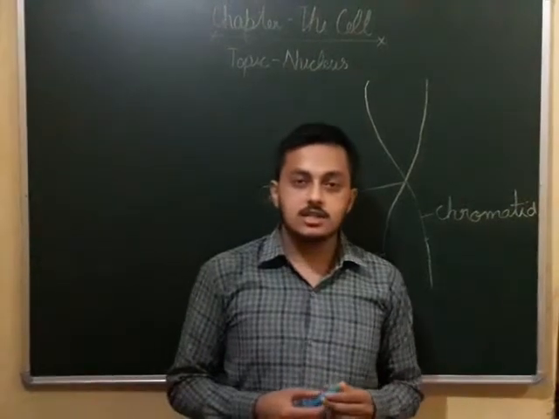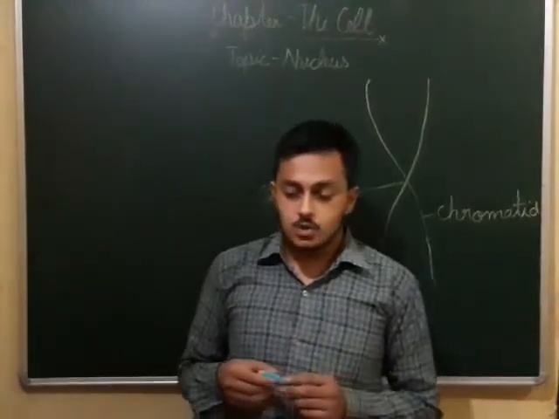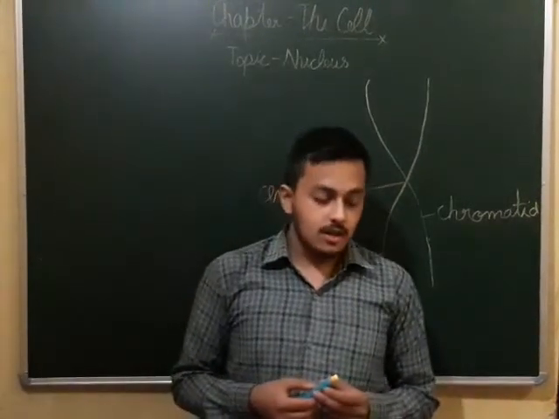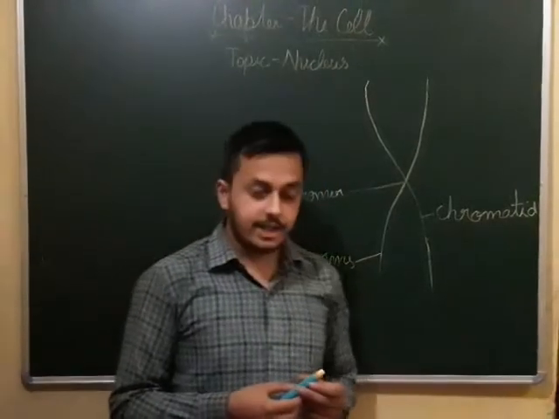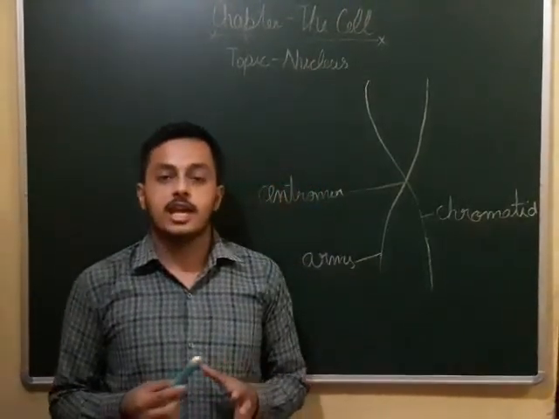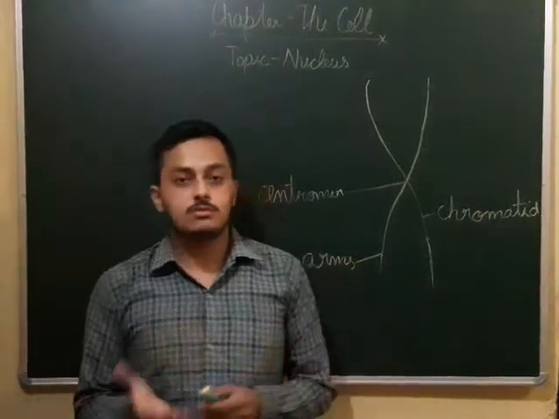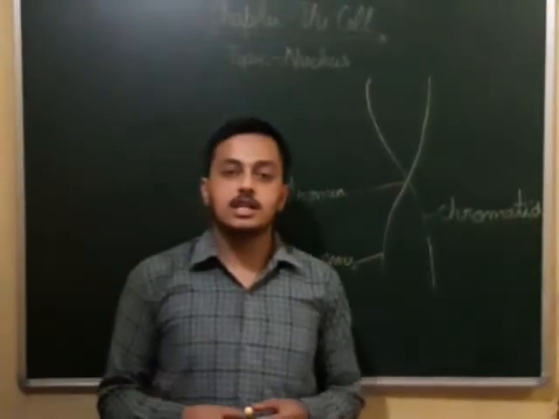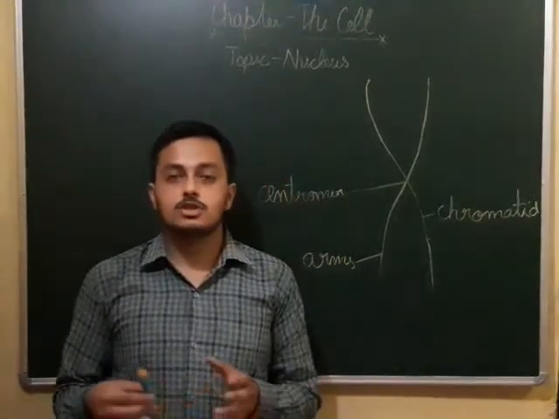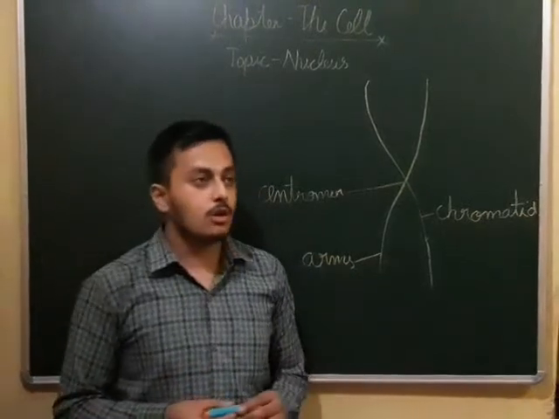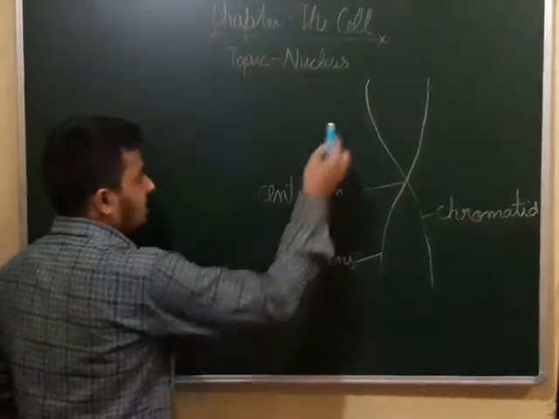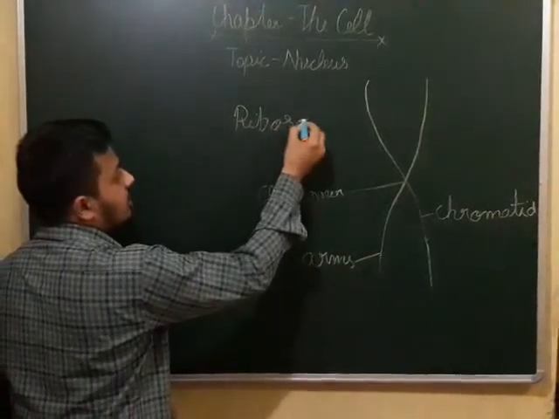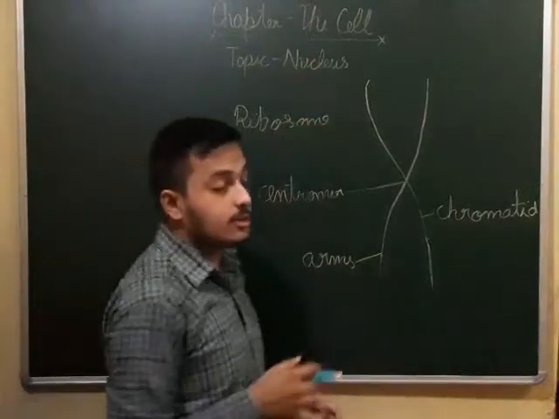The last is the function of the nucleus. Each part of the nucleus performs a definite function. First is the genetic information. The nucleus will carry the information from the parent to the child. Secondly, it helps in the synthesis of protein which generates the ribosomes. Okay, and that's why the nucleolus is called the factory of the ribosomes.